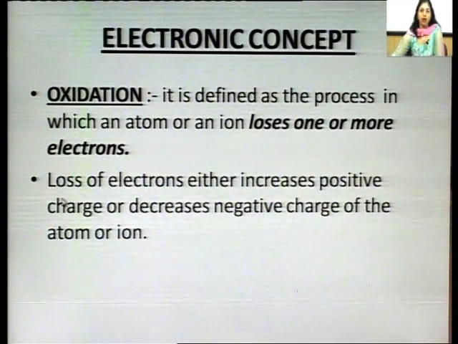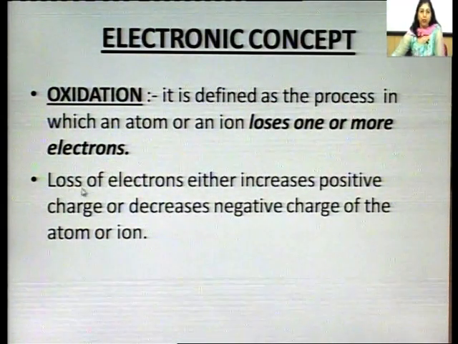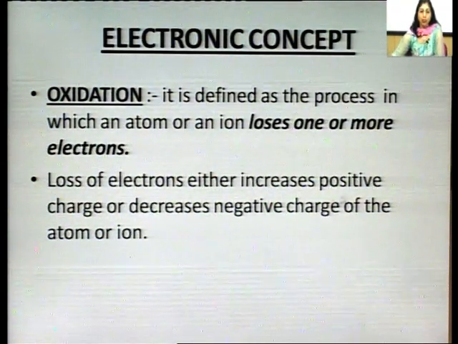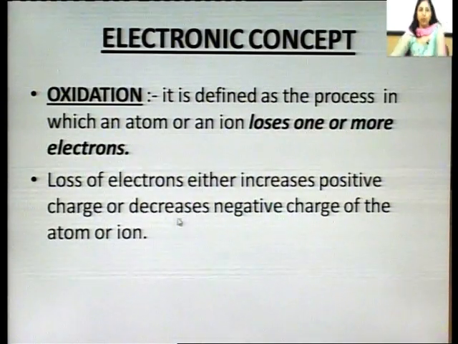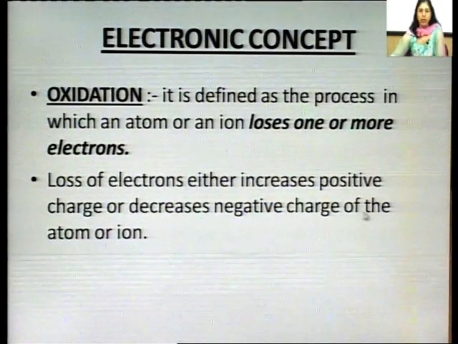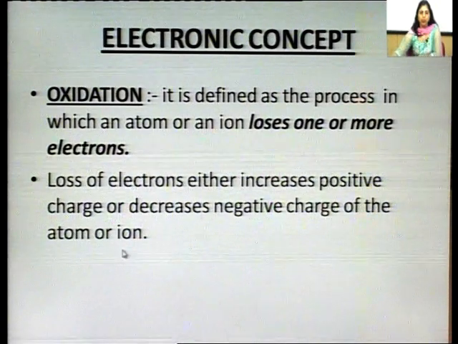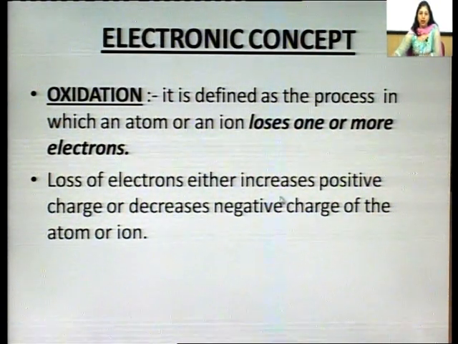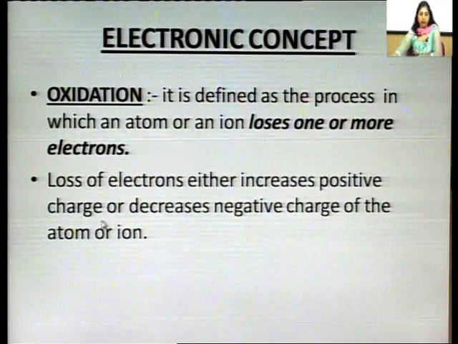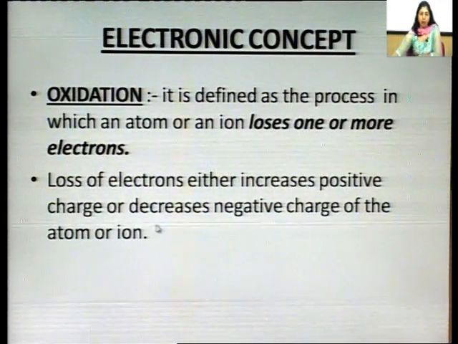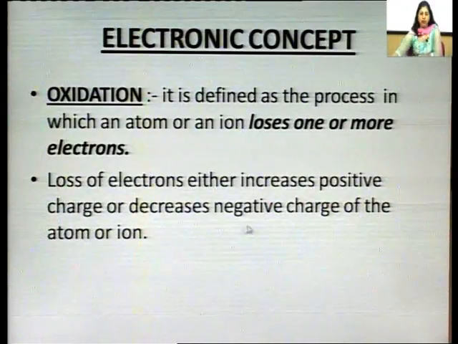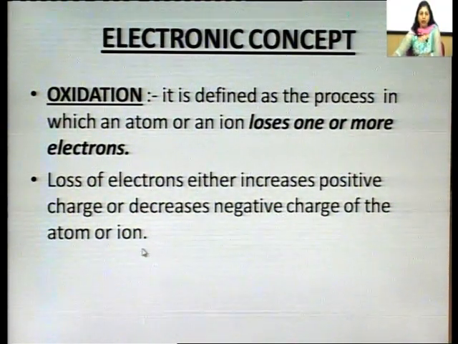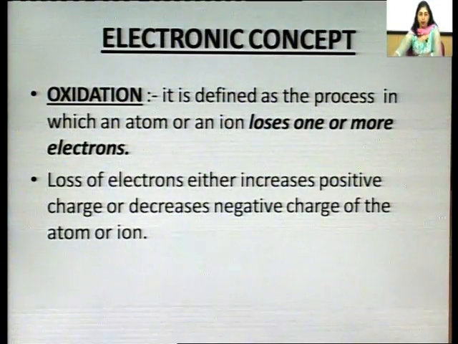What happens after oxidation? The loss of electrons either increases positive charge or decreases the negative charge of the atom or ion. So, after oxidation, either there is increase in positive charge or there is decrease in negative charge of the atom or ion which is undergoing oxidation.